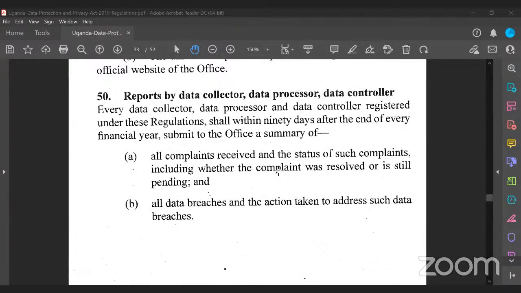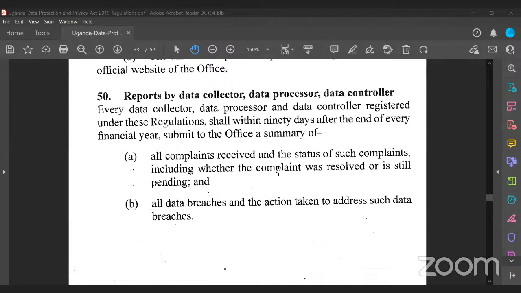Most of you on the call, or literally all of you, registered as required. We've issued you the certificate, but now the question is what next? Once you've registered with the Personal Data Protection Office, you're required to submit an annual compliance report. The regulation, if I can share my screen, Regulation 50, requires every data collector, processor, and controller registered, within 90 days at the end of every financial year, to submit to the office a summary of those areas.